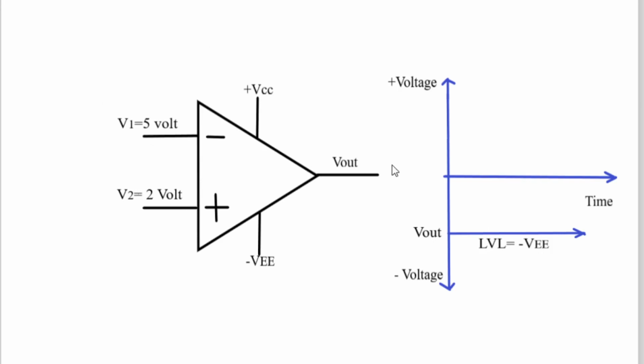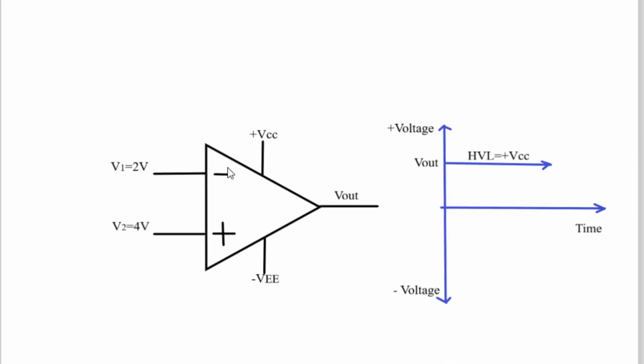Remember here when we ask the question, what if V1 is 5 volt and V2 is 2 volt, what is the Vout? Student answer: 5 minus 2, 3. No. Operational amplifier here is not used as a subtractor. It is used as a comparator, and it is an open loop comparator. So in this case, the difference between the two inputs is amplified. Whenever V1 applied at the negative terminal is greater than V2 applied at the positive terminal, the non-inverting input terminal, at that time the output is forced into LVL.